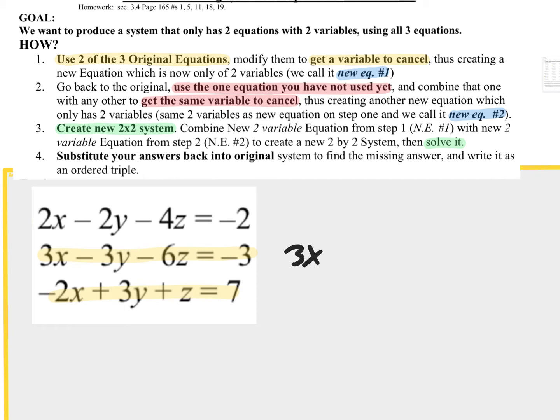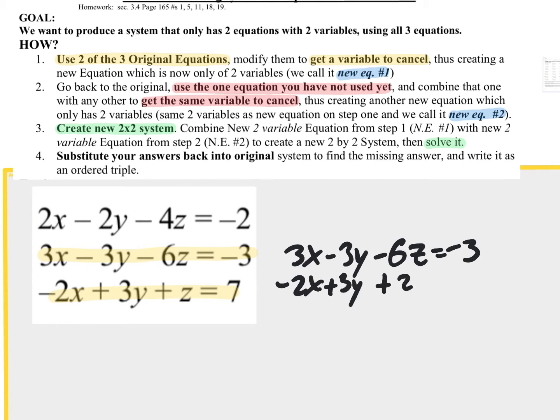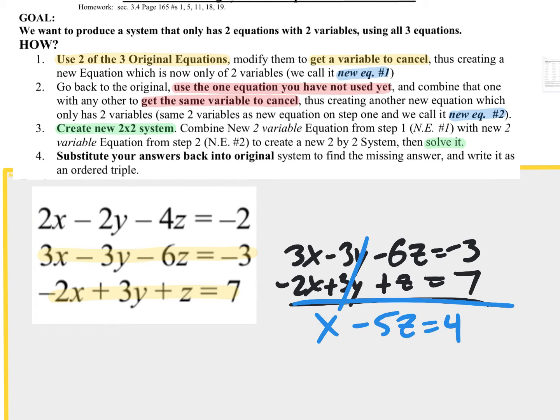We got 3x minus 3y minus 6z equals negative 3. We have negative 2x plus 3y plus z equals 7. We are combining them. That cancels. We have x minus 5z equals 4. And this is what we call new equation number 1.